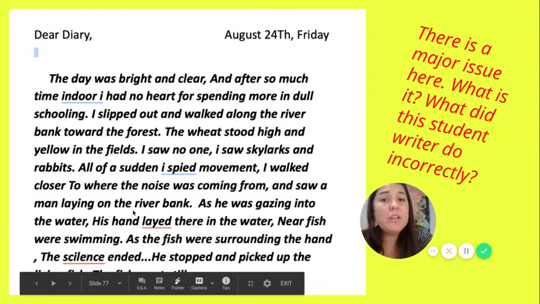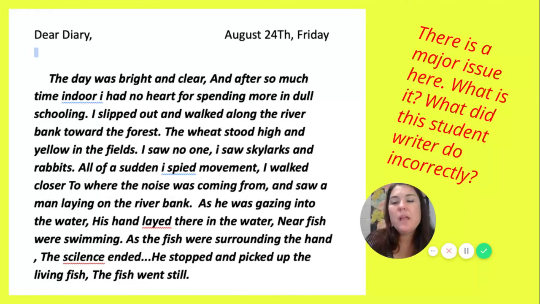The voice that you come up with is important when it comes to the traits of writing. So the number one thing is not these little tiny mistakes, not capitalizing things or the run-on sentences. The number one mistake is this person wrote from the point of view of Toby. You have to write from the point of view of the poacher, not Tobias, because he says things like, he slipped out of school. He's walking along the riverbank. He spies a movement. He hears a noise. These are all things that Tobias did, not the poacher. So you're supposed to make sure you think of it from the poacher's point of view.